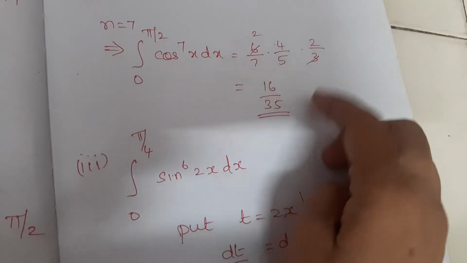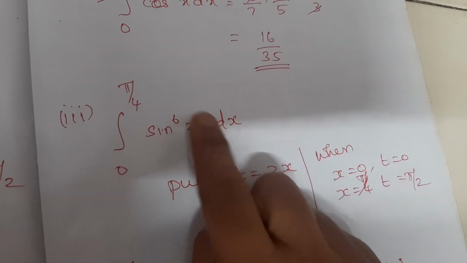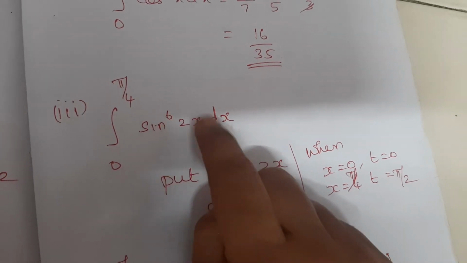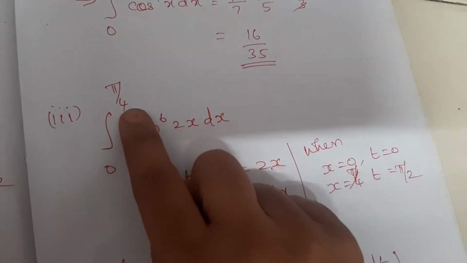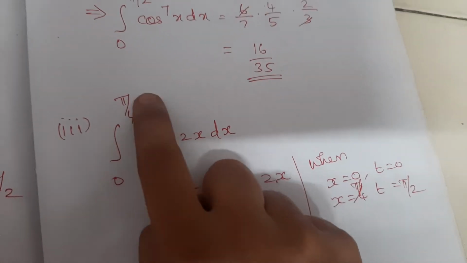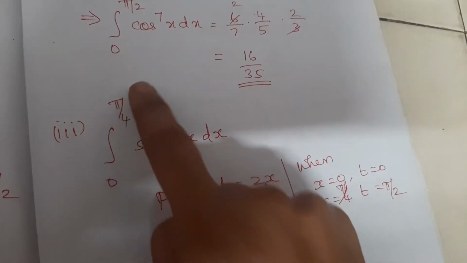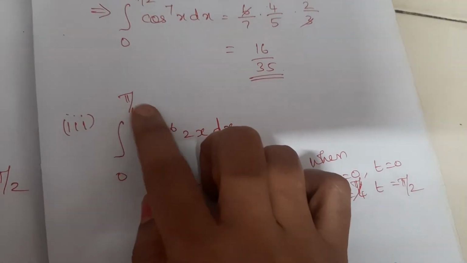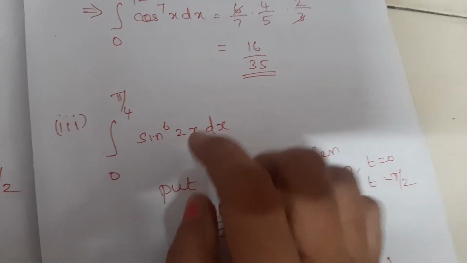If you cancel this, you will get the answer. Third one, integral from 0 to pi by 4 of sine power 6 of 2x dx. Here I need sine power n of x only, but here I am getting 2x. Also look at the limit pi by 4. Both can be changed to 0 to pi by 2, because the reduction formula is only applicable when the limit is 0 to pi by 2, not for pi by 4 or some other number.